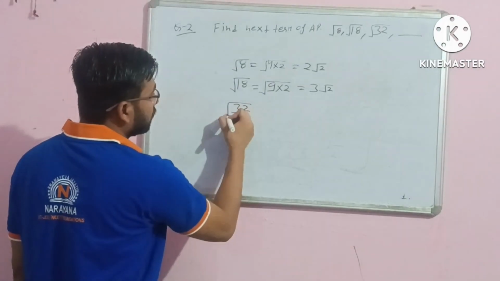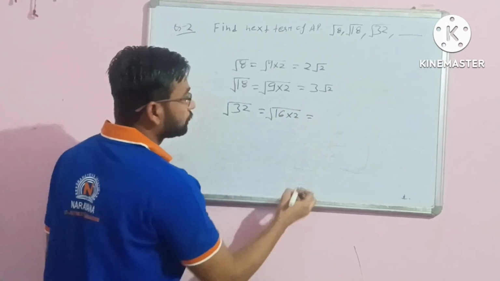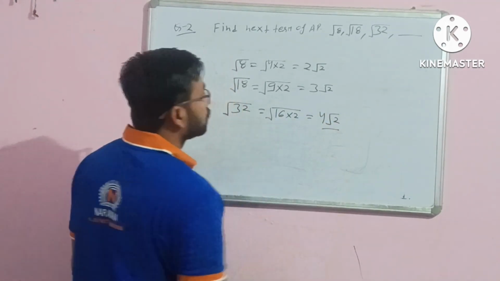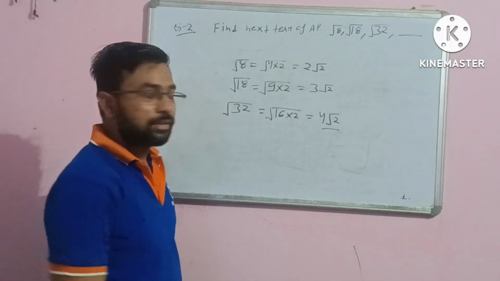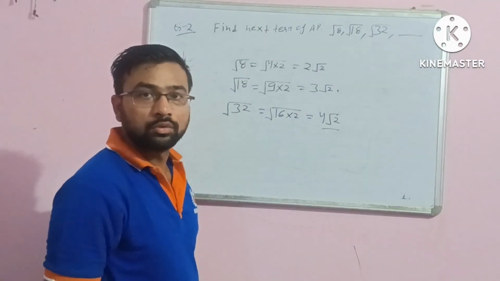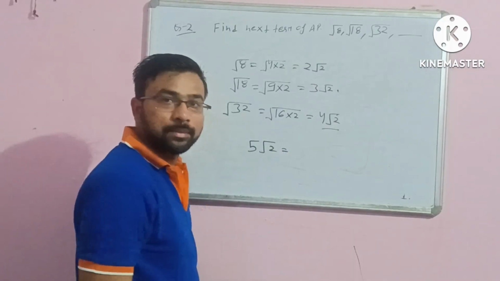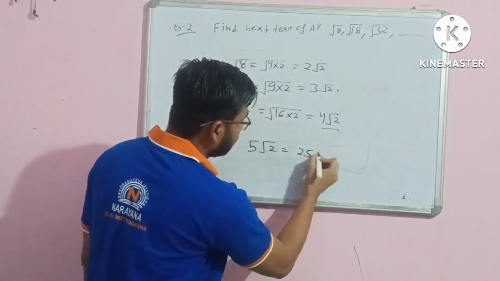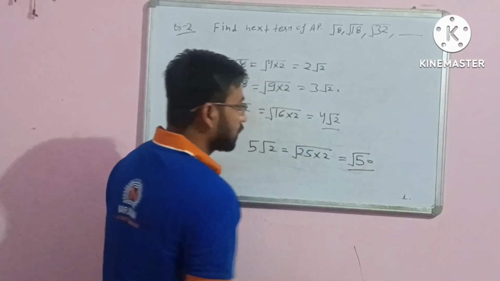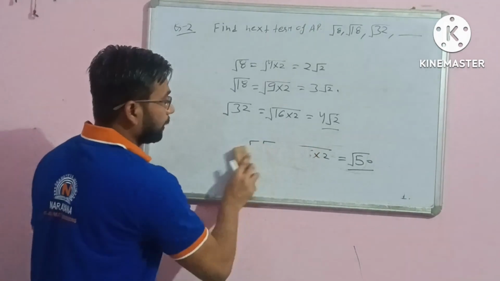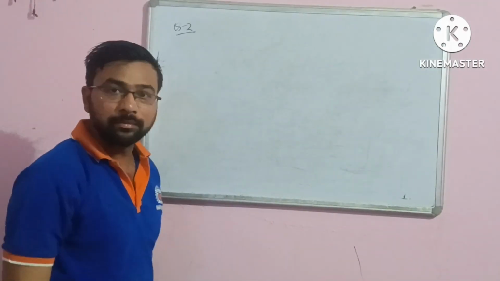Similarly, root 32 equals root of 16 into 2, which is 4 root 2. The difference between the first two terms is root 2, and similarly the difference between the next two terms is root 2. So the next term will be 5 root 2. 5 root 2 equals root of 25 into 2, and the answer is root 50. This is the answer of this question. Now we will solve the next question.